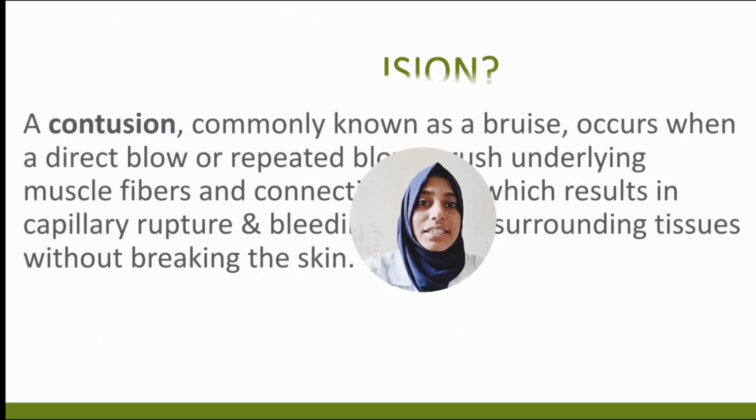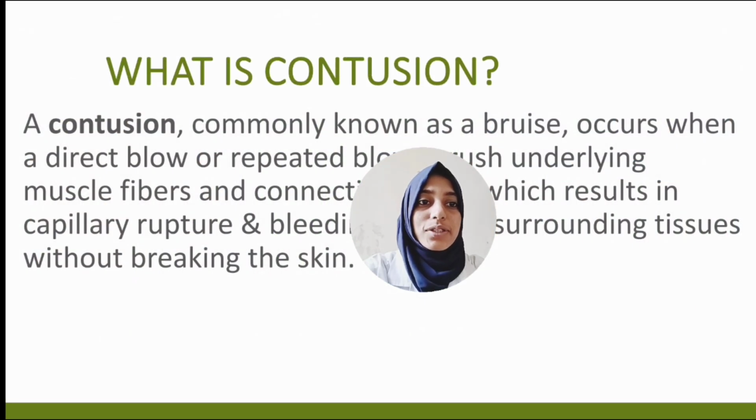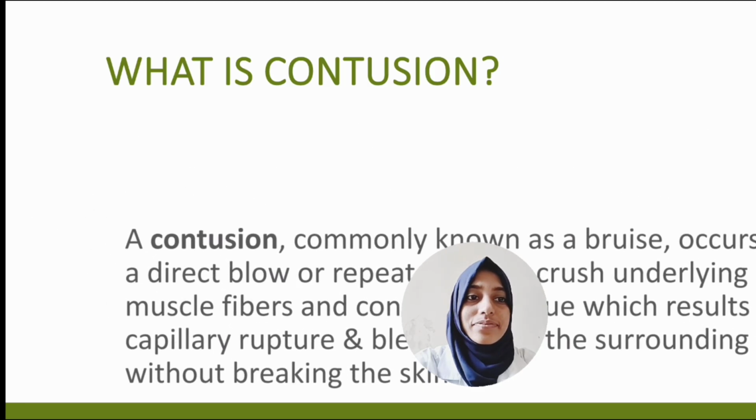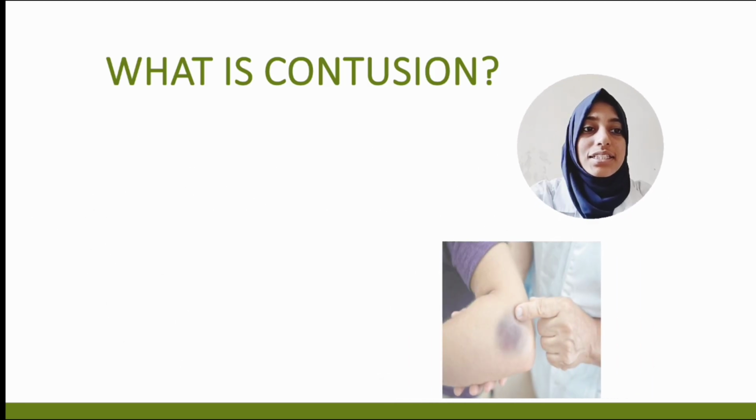What is contusion? A contusion is also called a bruise. It occurs when a direct blow or repeated blows crush the underlying muscle fibers and connective tissues, resulting in capillary rupture and bleeding into the surrounding tissues without breaking the skin. This is a contusion.